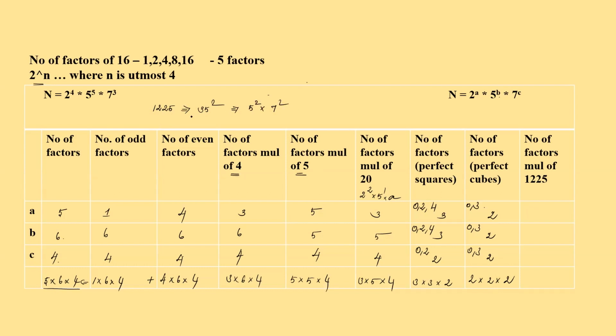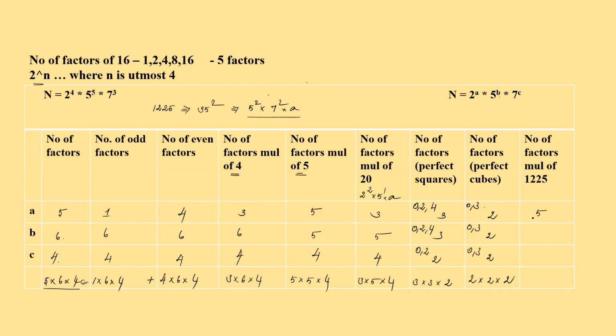Okay, that means the number should be a multiple of 1225, which means the number should be a multiple of 5 square into 7 square. So the number should be in the format 5 square into 7 square into a, where there's no constraint on a. The minimum power of 5 should be 2 and the minimum power of 7 should be 2. That is the only constraint. So on the powers of 2, there's no constraint.